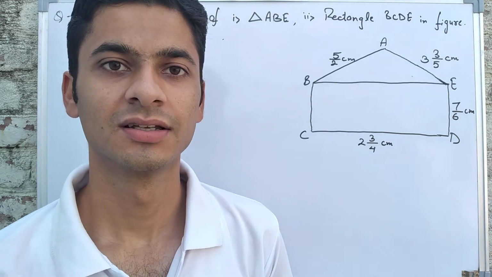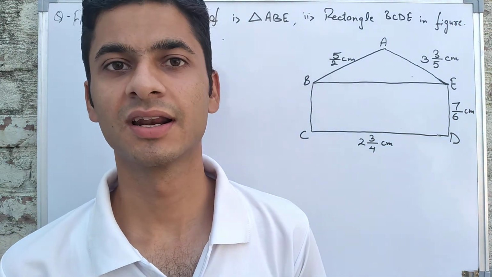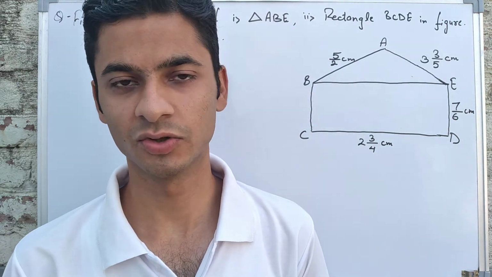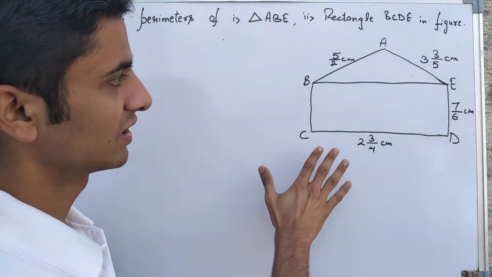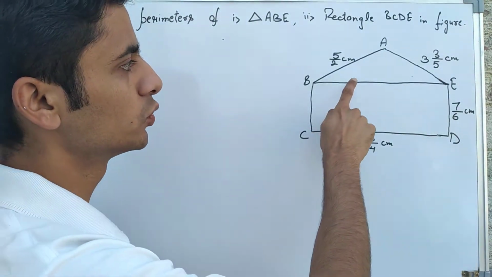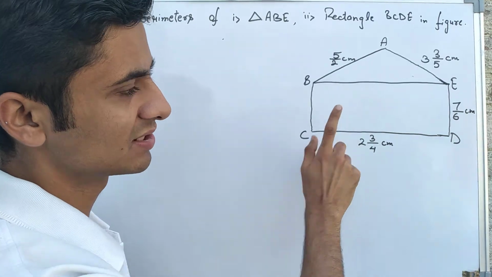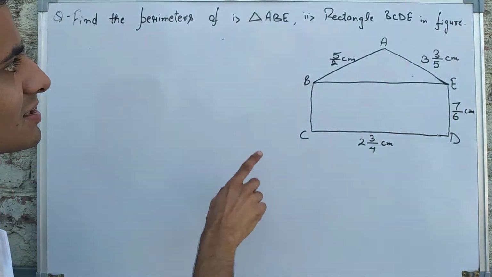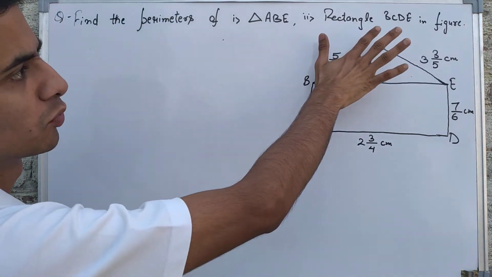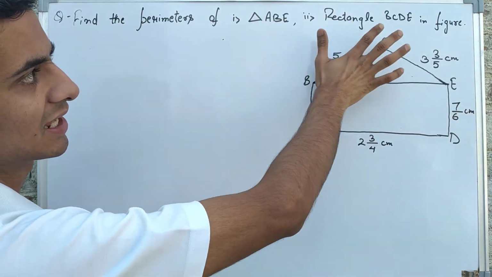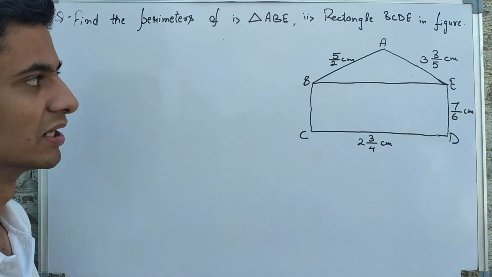Okay, let us see one statement question related to the concept that we have studied today. We have been given one figure and it is having two shapes. One is a triangle and one is a rectangle. The question is to find the perimeters of both these shapes, perimeter of the triangle and rectangle as well.